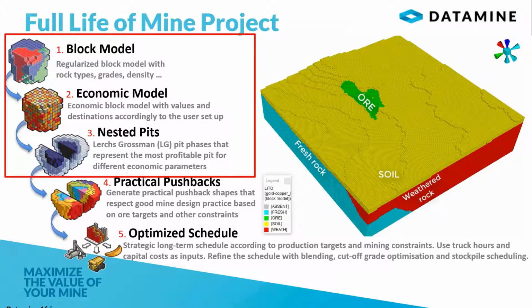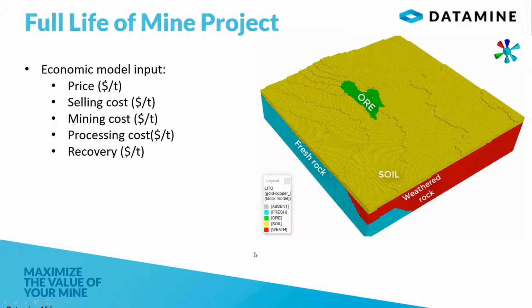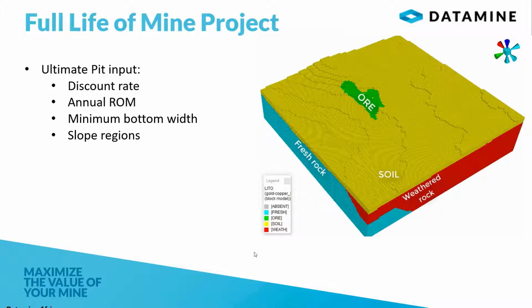For this exercise, we have a gold-copper block model. So for the input of the economic block model, we need the price of the gold and the copper, also the selling cost for both, mining cost, processing cost, and recovery, either a rate or a formula. Then for your ultimate pit input, we need the discount rate, the annual rock out of mine, the minimum bottom width according to the equipment, and the slope region.